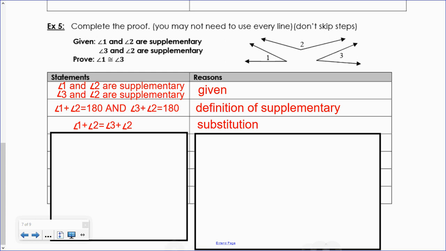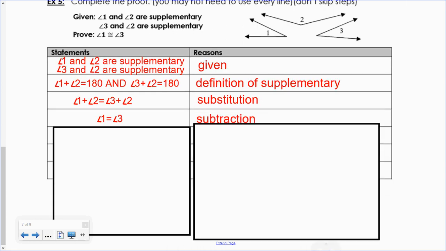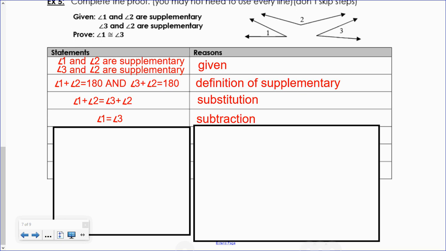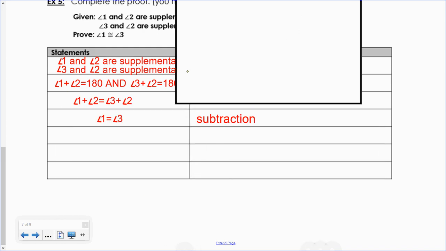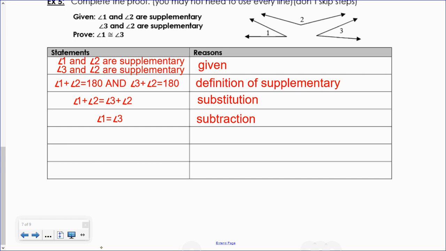Anybody spot what we're going to do next? Okay, do we have the same thing on both sides? Okay, so I can subtract the 2 away by the subtraction property. Let's look back at the proof. What was I trying to prove? The angle 1 and 3 were congruent. Did I do that? Yes, I did. So I don't have to keep going. I'm done. All right. Questions on either of those 2 proofs?